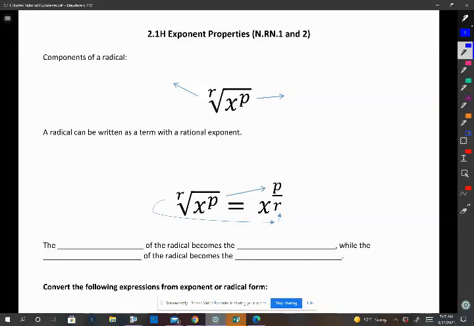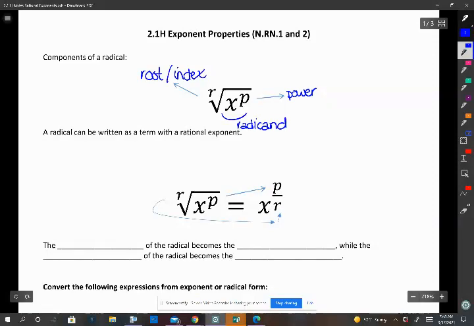So as we start Unit 2, our first section is on exponent properties. As we look at a radical, we need to remember that the little r is standing for the root or the index. The x to the p part is called the radicand, and the little p part is our power.